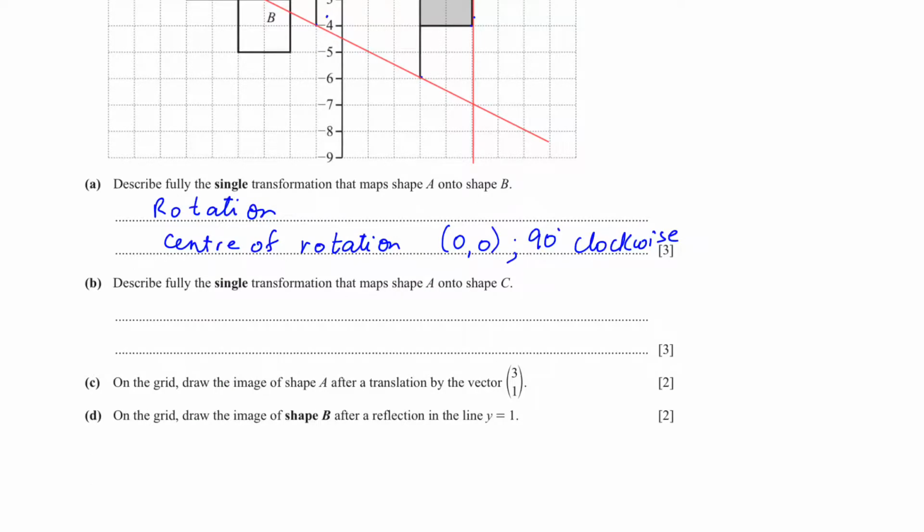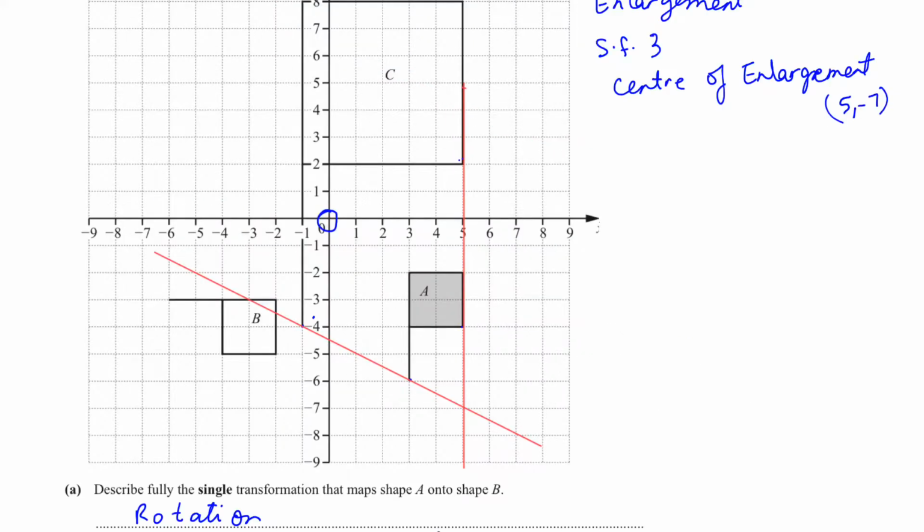In C, on the grid draw the image of shape A after a translation by the vector 3, 1. 3 is in the x direction and 1 is in the y direction. If you have x and y, if it is positive, then it will move to the right. Negative will move to the left. If your y is positive, the shape will go up, and if it is negative, it will go down. So we have to do the translation 3, 1.